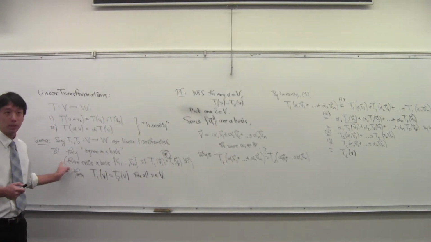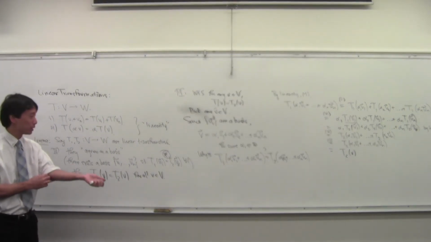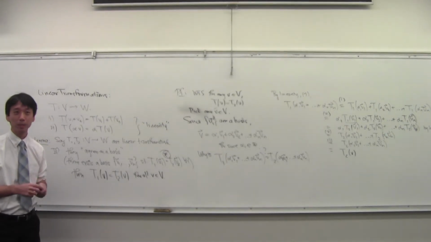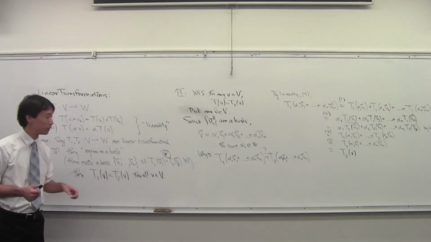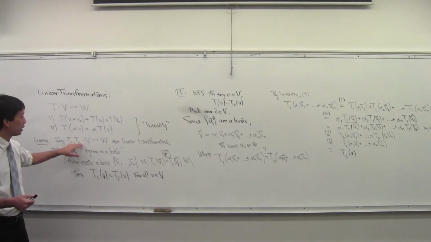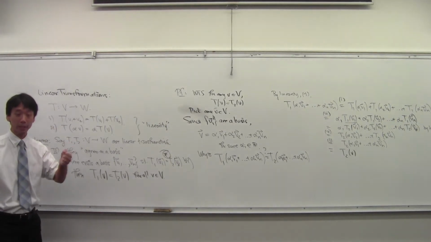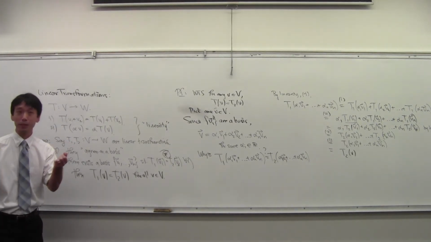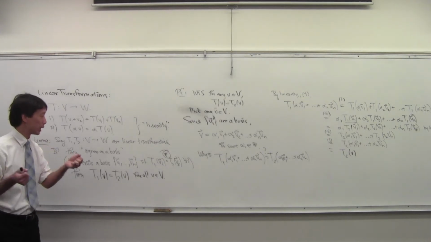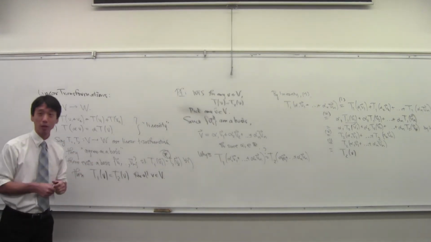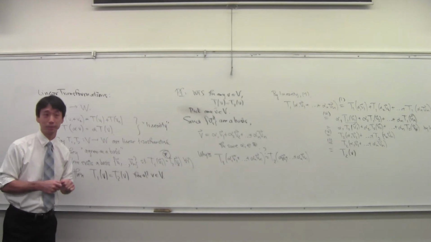Okay. This result is going to be really useful. We're going to use it all the time in the next couple of sections, so keep it in mind. If you've got two linear transformations and they agree on the basis, then they're the same linear transformation. If they agree on a basis, they agree on all vectors in your vector space.